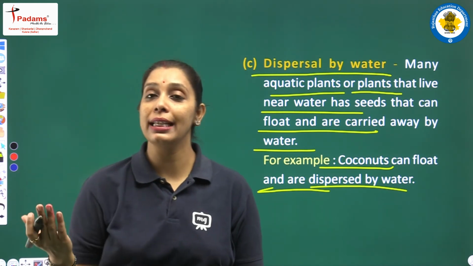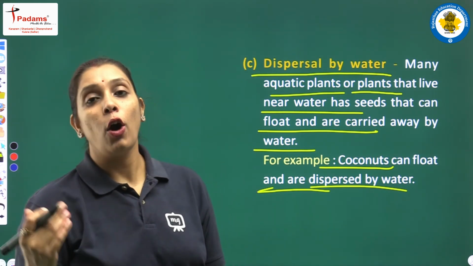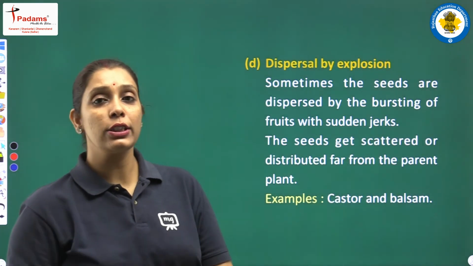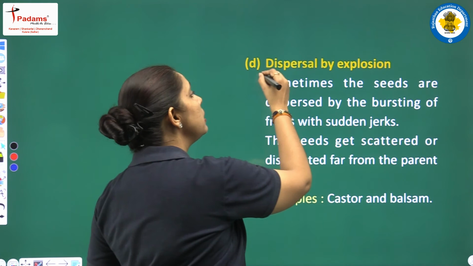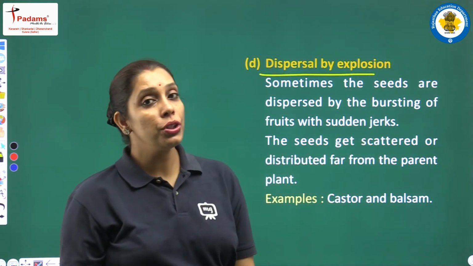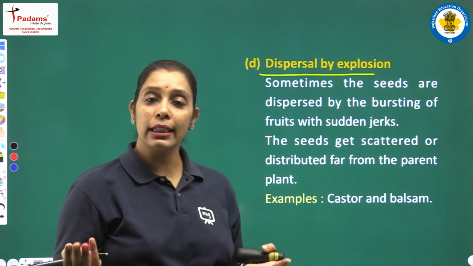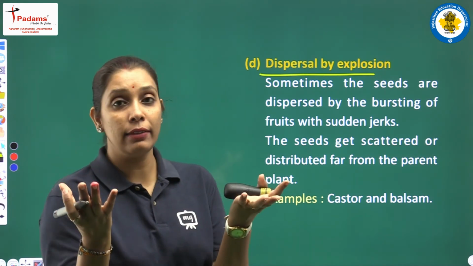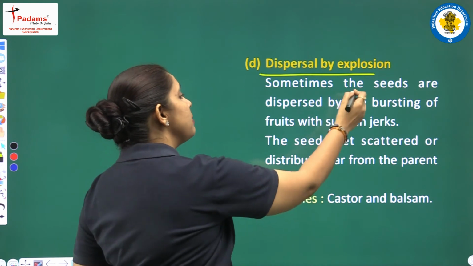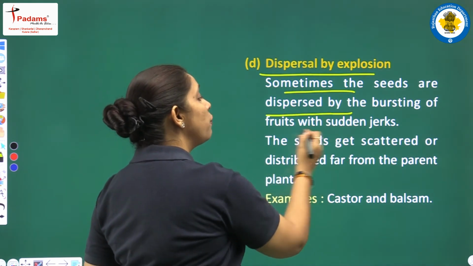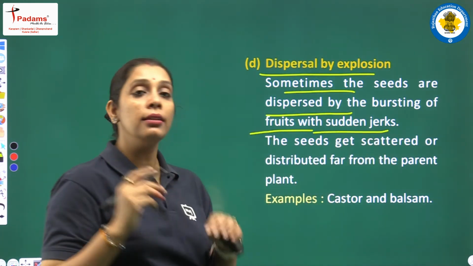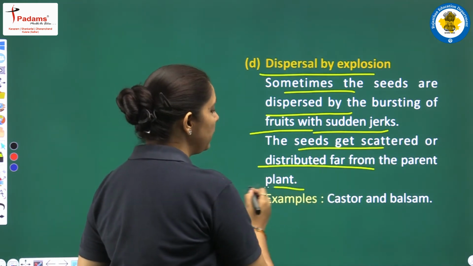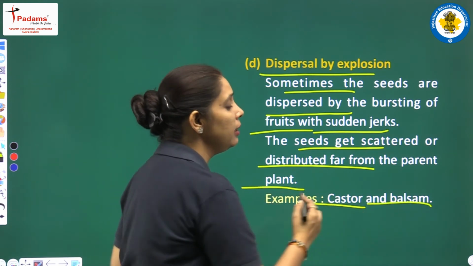How does it go from one place to another? By water, and after going there it grows. Is that clear? Move to the next one, and the next one is dispersal by explosion. Sudden jerks occur or the fruit matures, then it ruptures itself. Fine. Sometimes the seeds are dispersed by the bursting of fruit with sudden jerks. The seeds get scattered or distributed far from the parent plant. For example, castor and balsam.